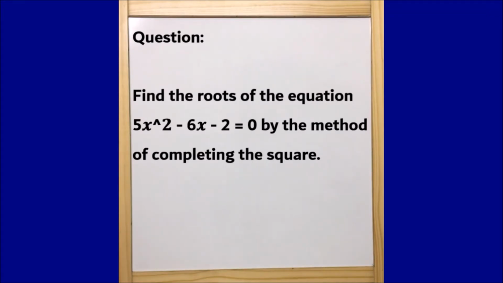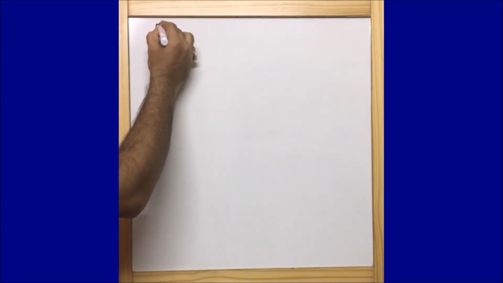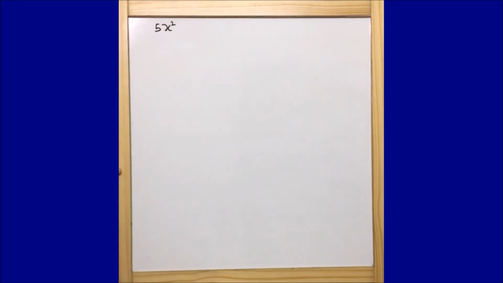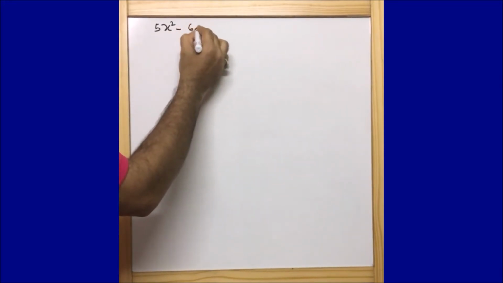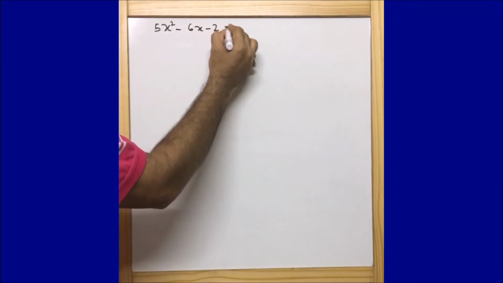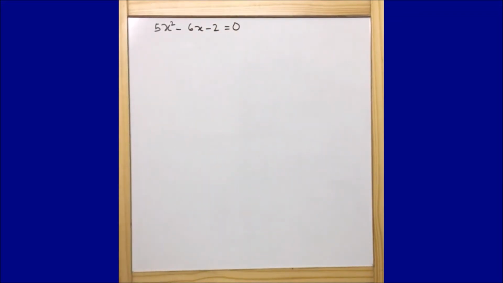So let me note down the question here on the board and we will keep on moving and try to solve this question. The given equation is 5x^2 - 6x - 2 = 0. As usual guys, before you start working on any quadratic equation, just test whether it has any real roots or not.